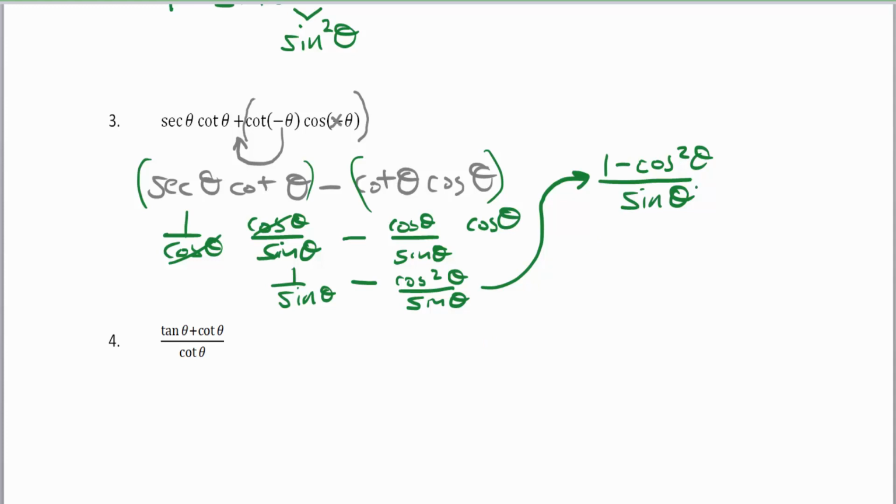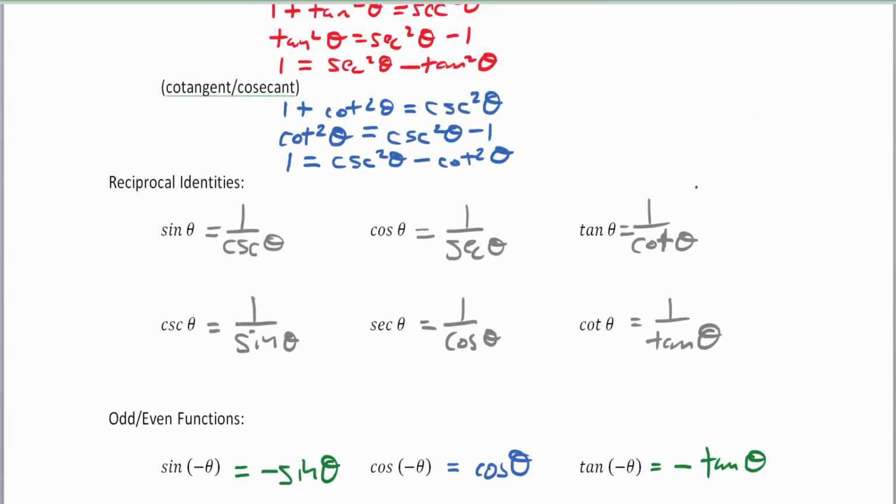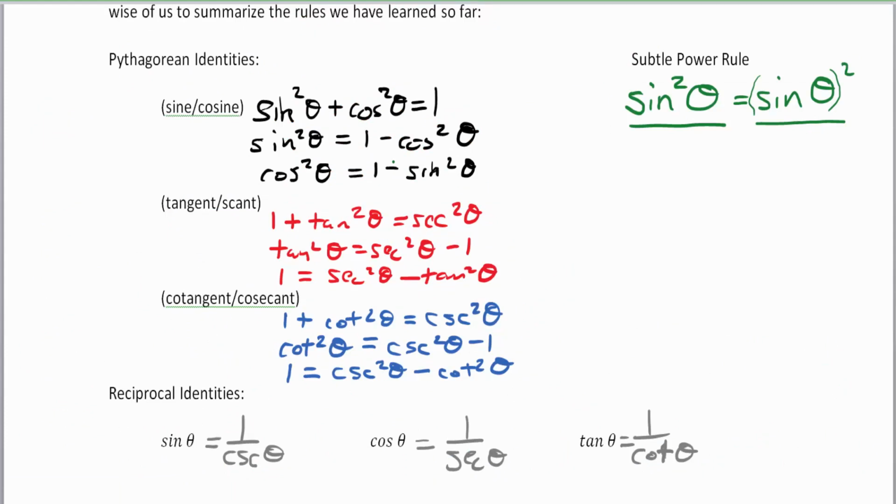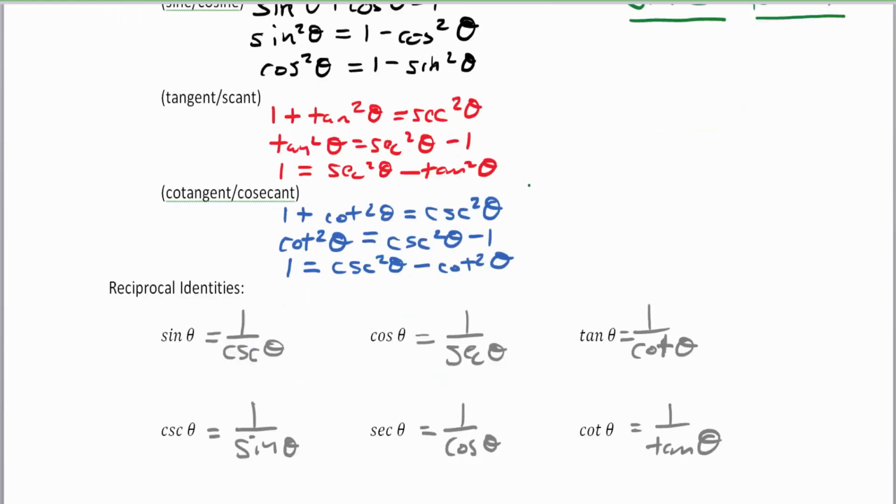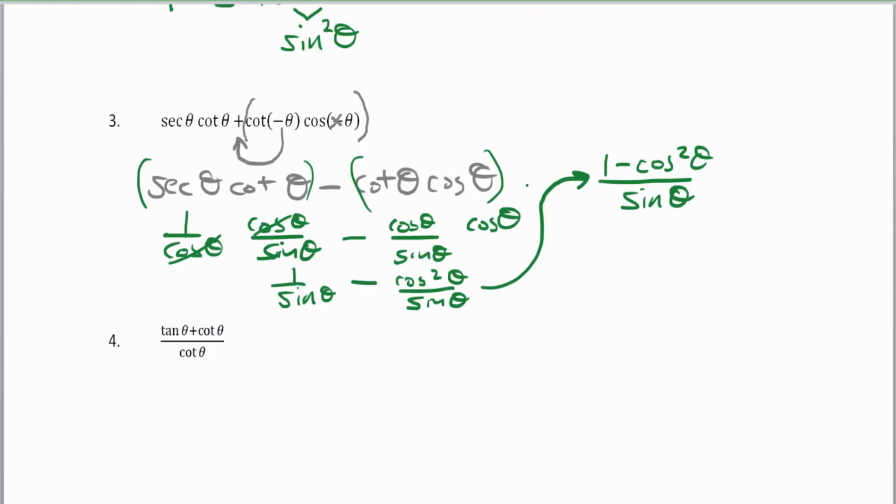Let's go check our front page here. 1 minus cosine squared theta. Oh look, 1 minus cosine squared theta is part of our Pythagorean identity triple here. And 1 minus cosine squared theta is equal to sine squared theta. And that means that this expression, this fraction, now becomes sine squared theta over sine of theta.